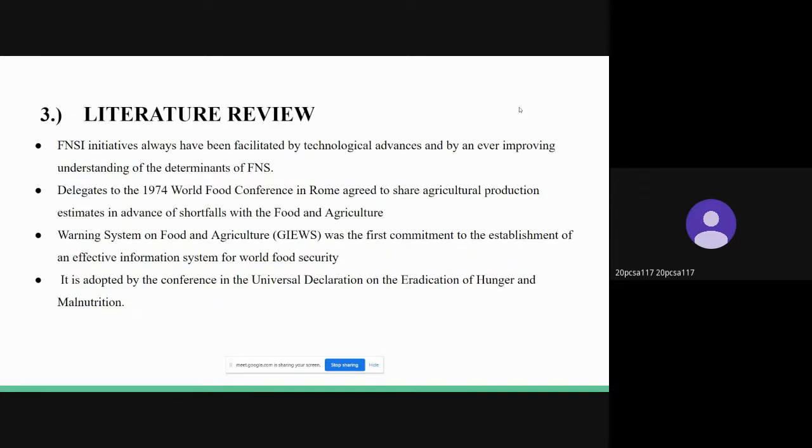So the third one is NSI. They are always being speculated by technological advances and ever improving understanding of the mind of SI. So in 1974, the World Food Conference in Rome agreed to share agricultural production estimates and advance shortfalls with food and agriculture.